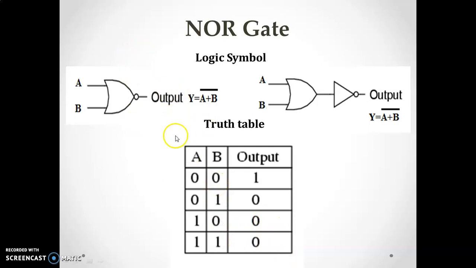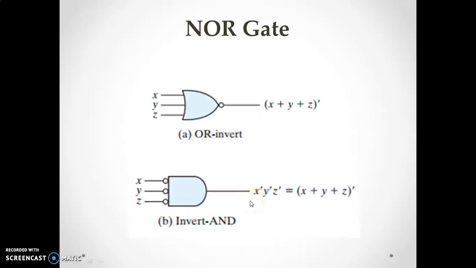The logical symbol for two input NOR gate is shown here in figure. So it has two inputs A, B and output Y is equal to A plus B the whole bar. So output will be high only when both the inputs are low. If any one of the input is high, the output will be low. 3 input NOR gate is shown here in figure. So 3 inputs X, Y, Z are applied at the input. So the output will be X plus Y plus Z the whole bar.